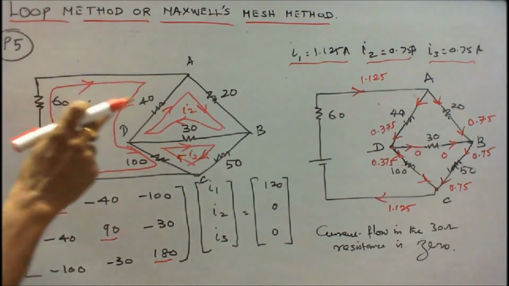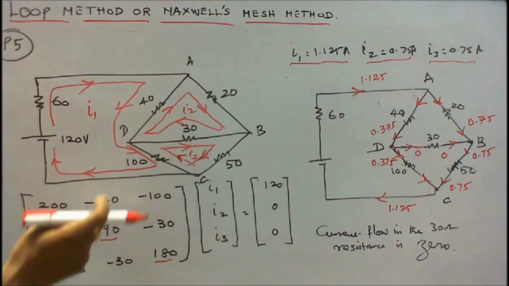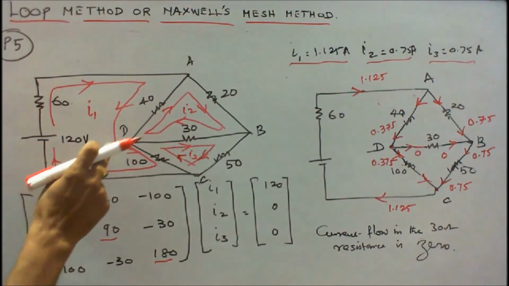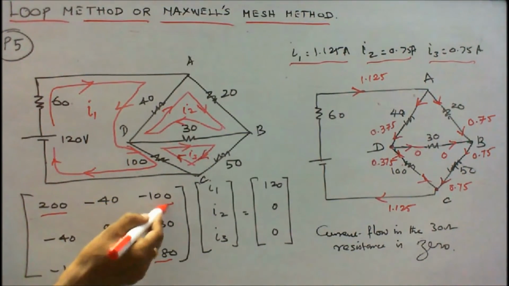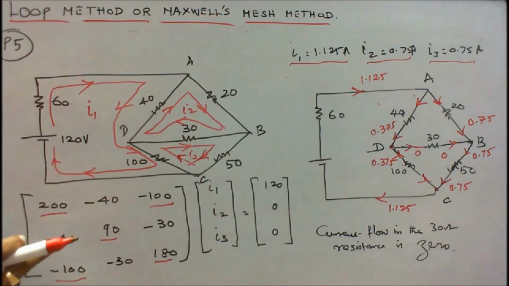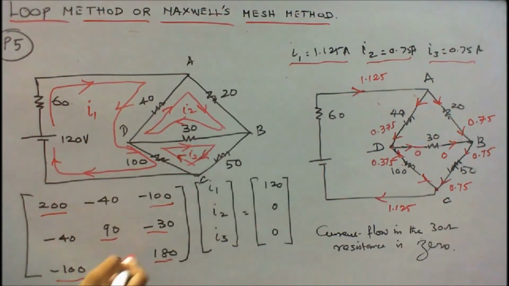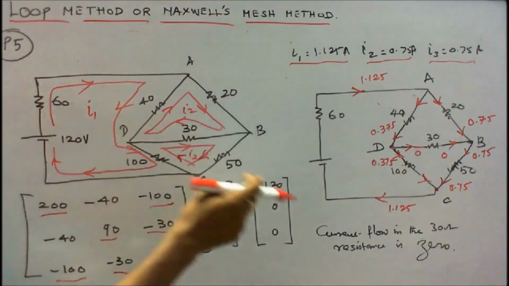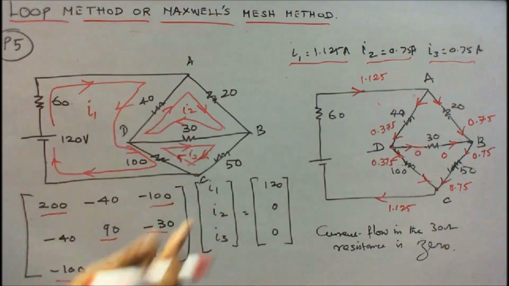Which resistor is common to loop 1 and loop 2? That is 40 ohms. The direction is minus 40. Which resistor is common to loop 1 and loop 3? 100, so minus 100. Which resistor is common to loop 2 and loop 3? 30 ohm, so minus 30. With I1, I2, I3, V1 is equal to 120, V2 is equal to 0, V3 is equal to 0. I can easily find I1, I2, I3.